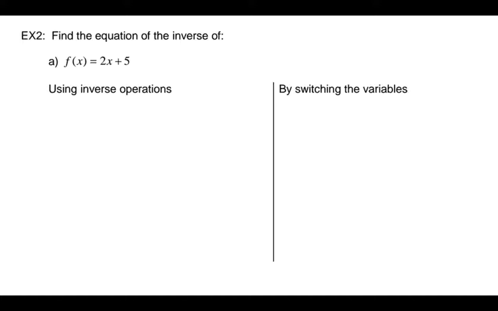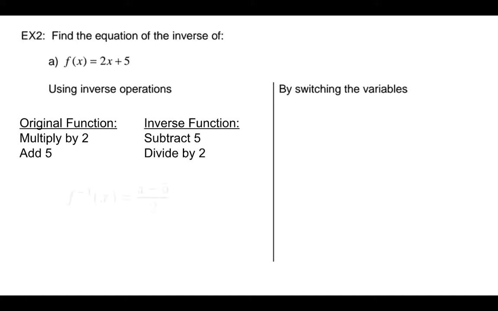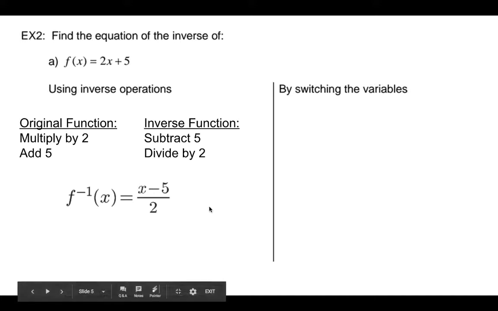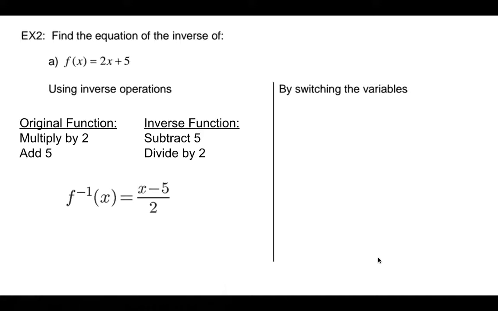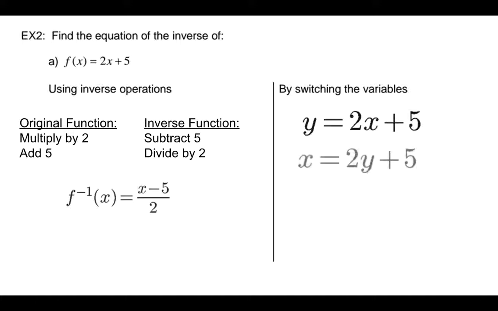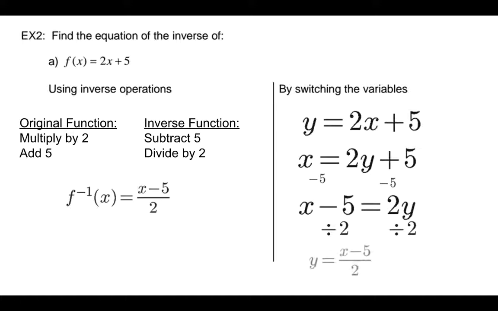Coming up with an equation, so using inverse operations, you can try this yourself. So multiply by 2, add 5, becomes subtract 5 and divide by 2. And so the input actually gets 5 subtracted and is divided by 2. By switching the variables, we put y back in just because we can switch it nicer. We switch x and y, and then solve for y. Subtract 5, then divide by 2. And we get y equals (x minus 5) over 2. And we can write it f inverse of x equals (x minus 5) over 2.